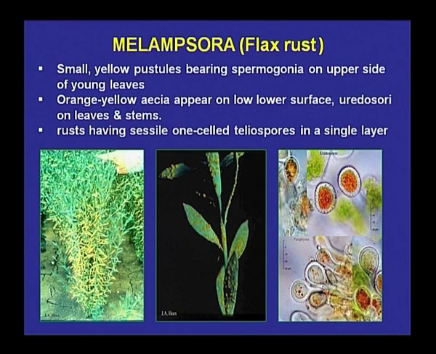Then we come to the Melampsora, or the flax rust. Flax is a very economically important, oil-yielding plant. This shows small yellow pustules bearing spermogonia on the upper side of the young leaves. Orange or yellow aecia appear on the lower surface of the leaves. Uredinia appear on leaves and stems also; you see the stem is also infected. The rust has sessile spores, so there is no pedicel under the spores. These are the one-celled teliospores, and they appear in a single layer.